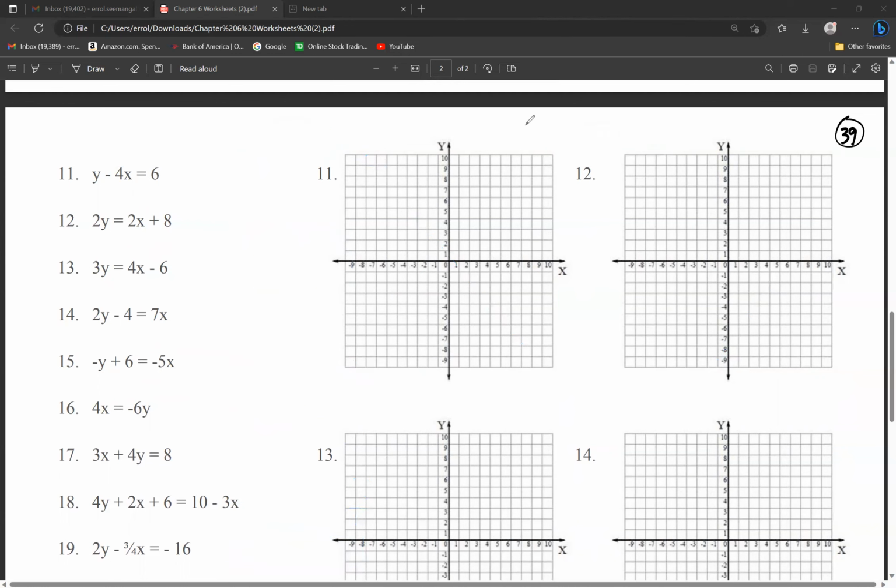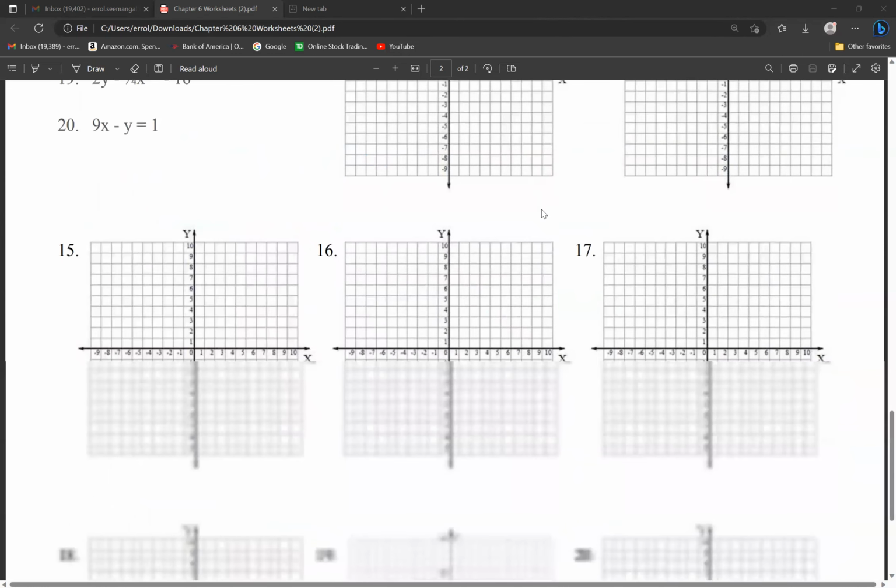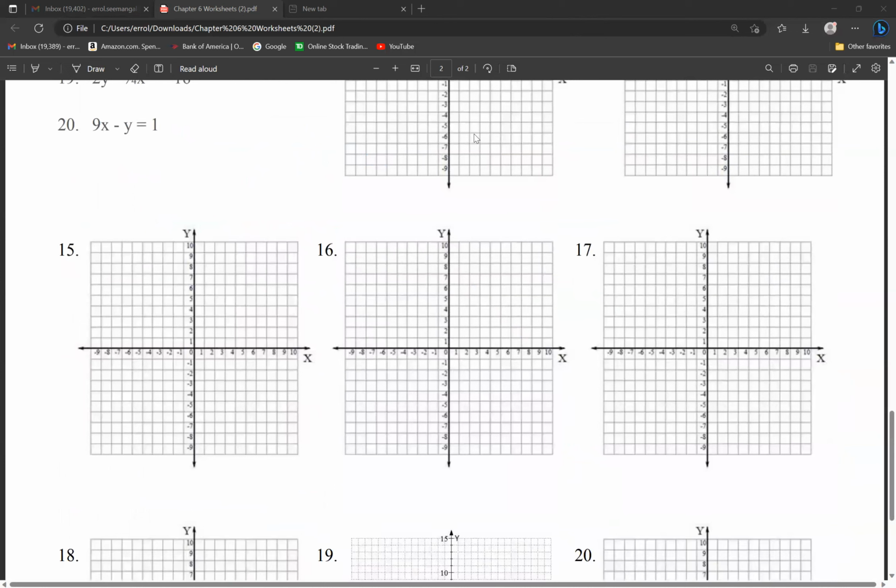All right, let's look at 20. What we're going to do is the same thing. Put it in the right form. We want it to look like y equals the slope times x plus the y-intercept. So we're going to solve this for y. 9x minus y equals 1. So negative y equals negative 9x plus 1.